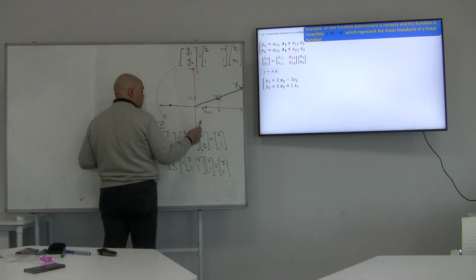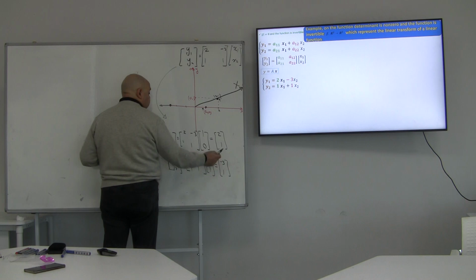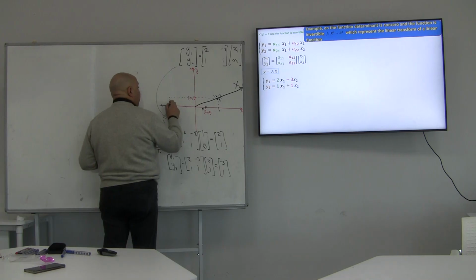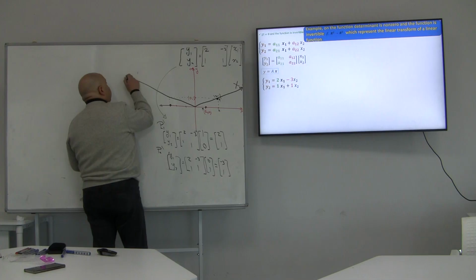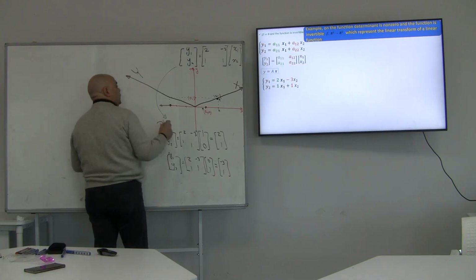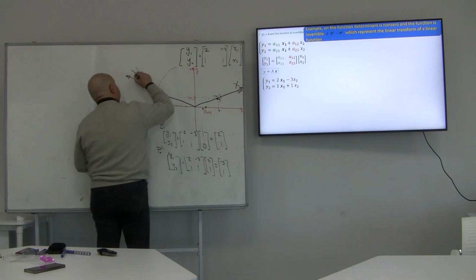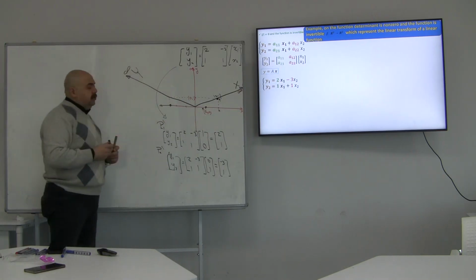So this is the point, the x value or the new y value. And the other point is a 1, so it's coming like that. Connecting these two together will give you the new y-axis. So this is the new positive direction for the x-axis after transformation, and this is y after the transformation.